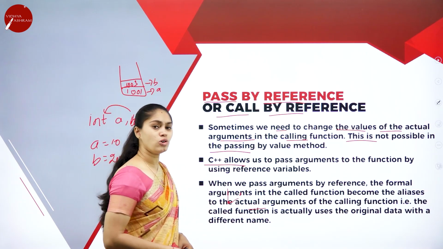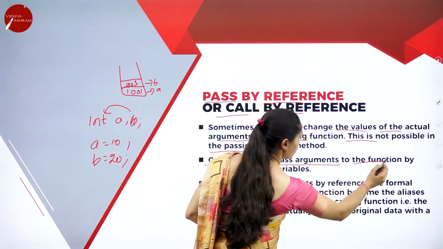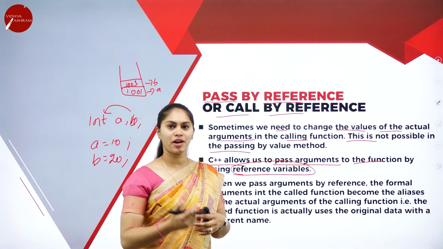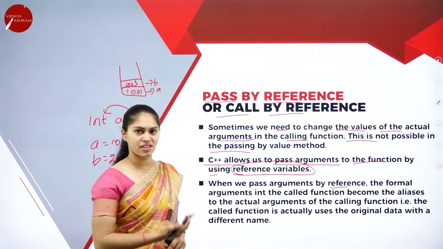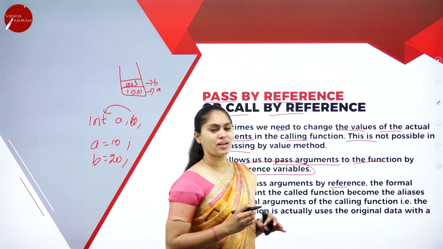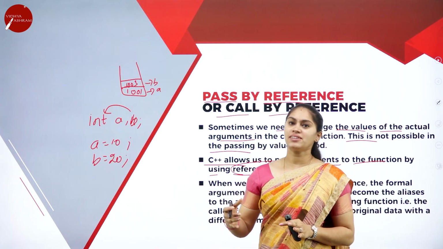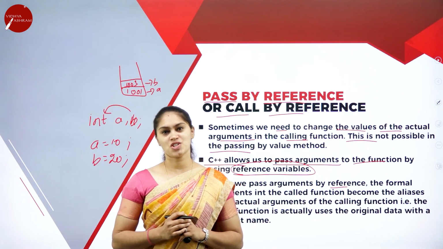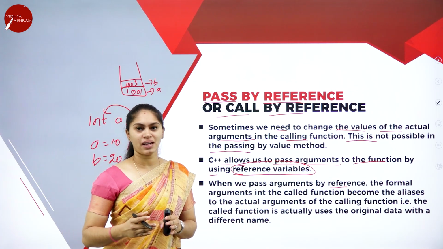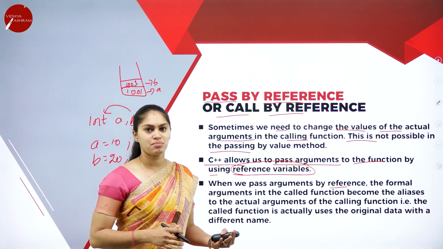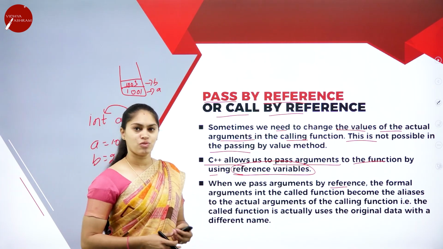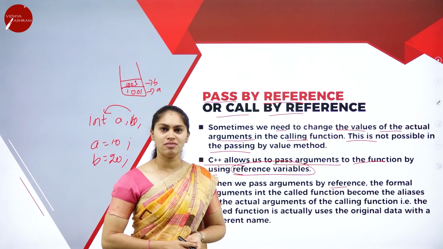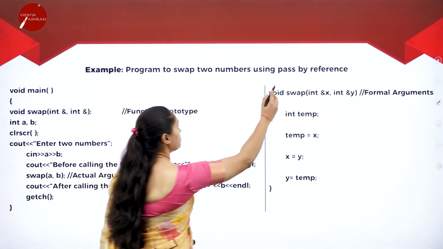C++ allows us to pass arguments to a function by using a reference variable. When we pass arguments using pass by reference, the formal parameters have direct access to the actual arguments, so it is possible to modify the actual arguments. But with pass by value, that can't be done; we simply use the values sent from the calling function to the called function. Now we'll see an example for pass by reference.